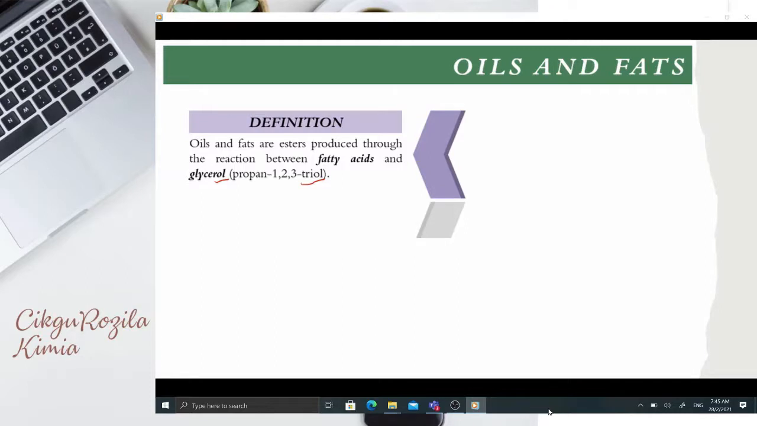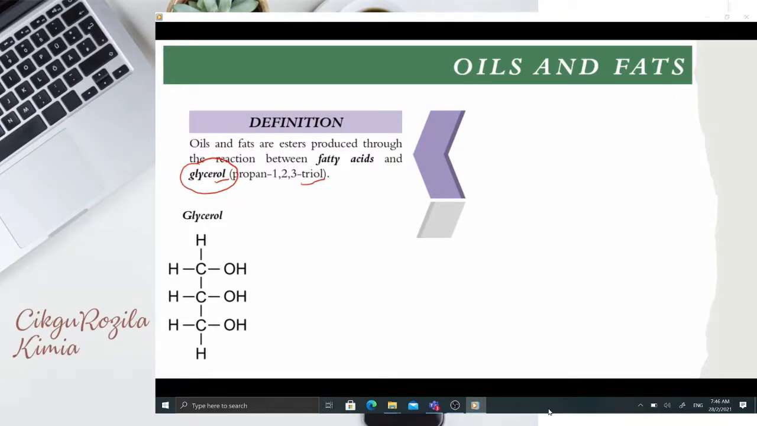Note that the alcohol that we are using in the production of oils and fats is only glycerol. No other alcohol will be used. If the alcohol used is glycerol, then the ester produced is oils and fats. This is an example of the reaction that occurs.